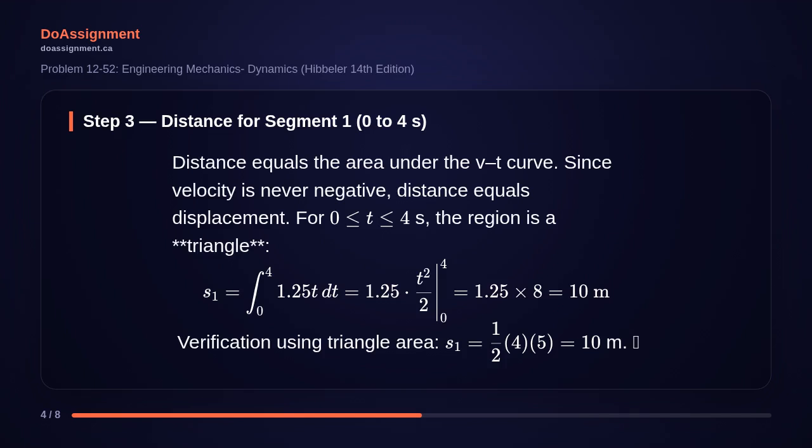The distance traveled during each segment equals the area under the v-t curve. For the first segment from 0 to 4 seconds, the area is a triangle with base 4 seconds and height 5 meters per second. That gives 1/2 times 4 times 5, which equals 10 meters. Integrating 1.25t from 0 to 4 also confirms 10 meters.